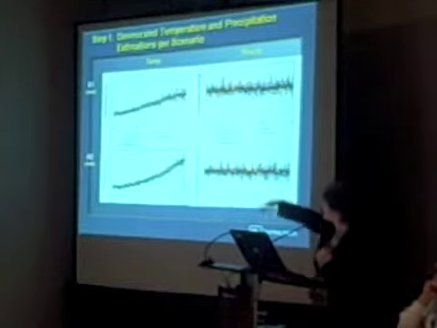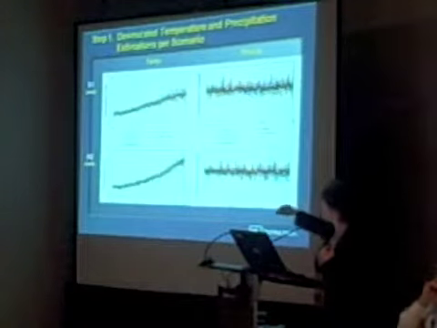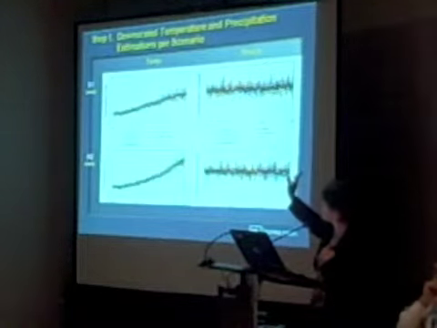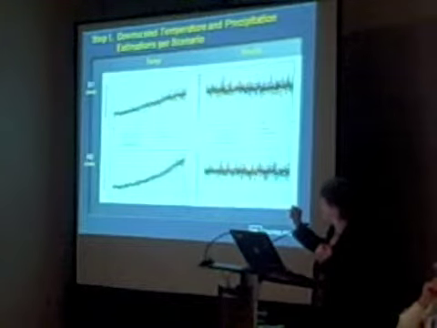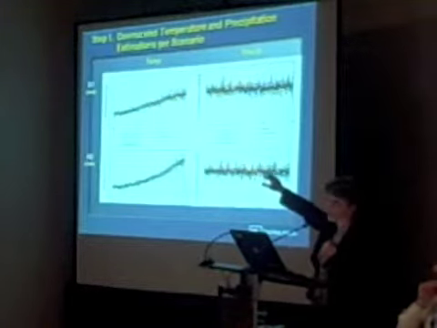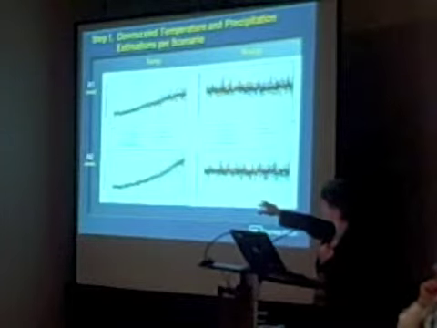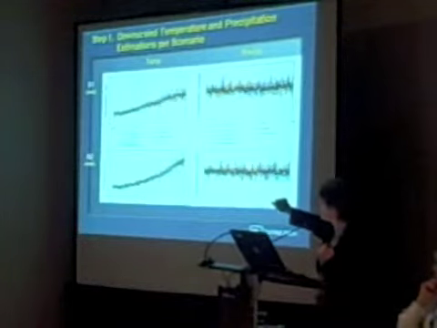to 2100. The first column is temperature, the second column is precipitation, the top row is scenario B1, and the bottom row is scenario A2. B1 was the more optimistic green line, A2 was the more pessimistic high line that I pointed out.